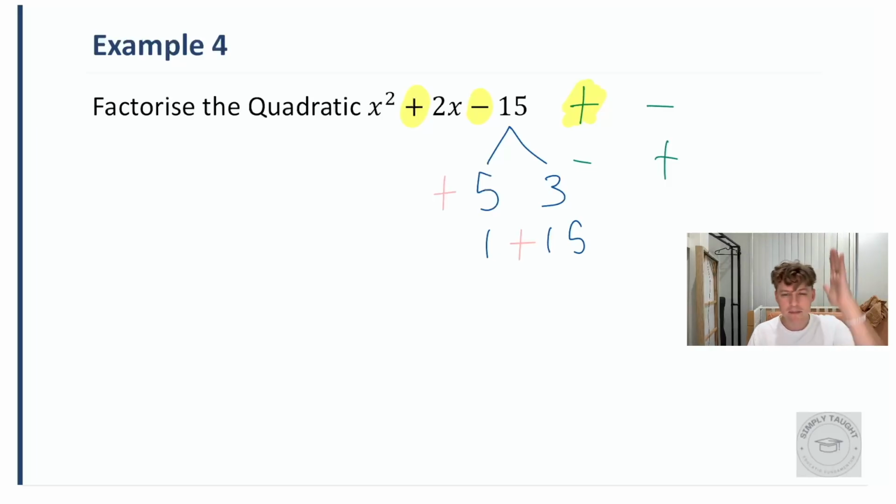I know I could make my bigger numbers on the left. That would have been clever, but I just didn't think about it too much. My bigger number is going to be positive. My smaller number is going to be negative. If I do my first pair, I get 5 minus 3. That is going to give 2.